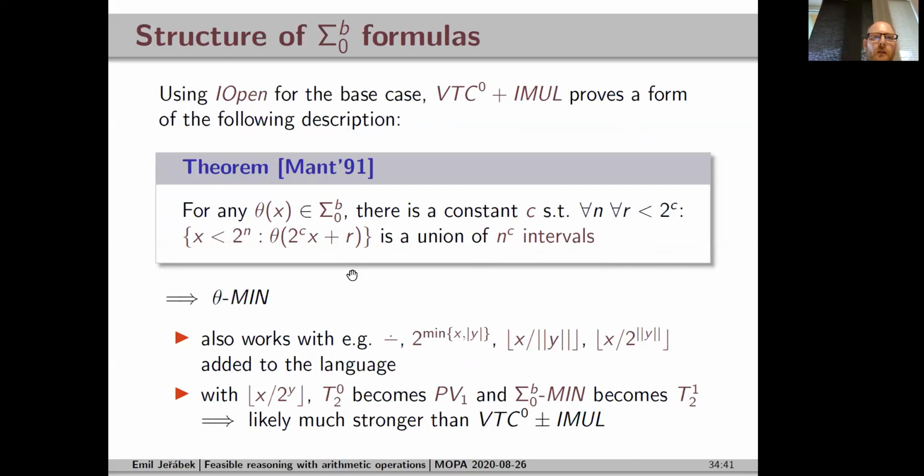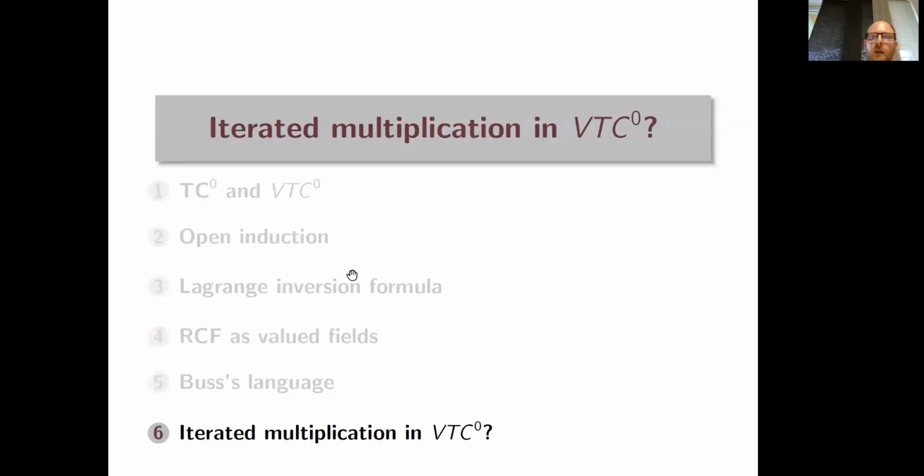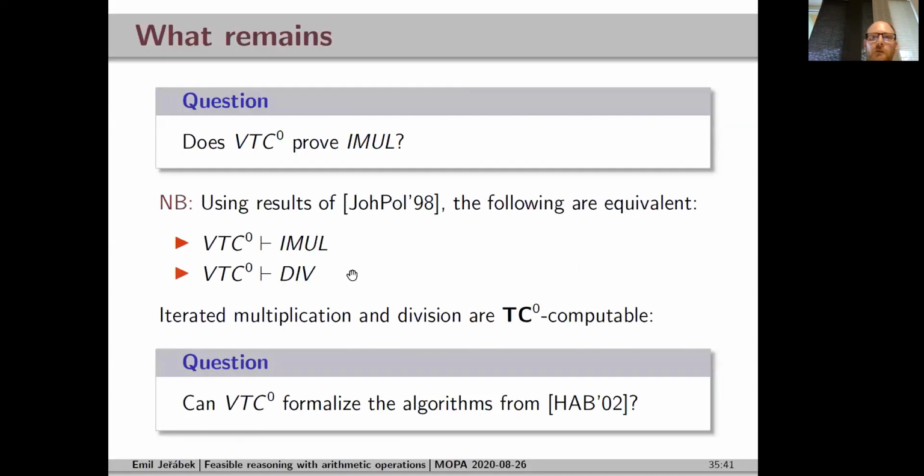So this is all for the old results. Now I'll say a few words about the new results. So the question which was left open: whether VTC0 actually proves this iterated multiplication axiom.